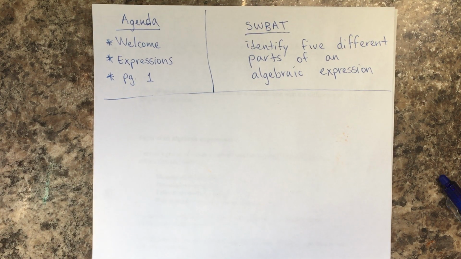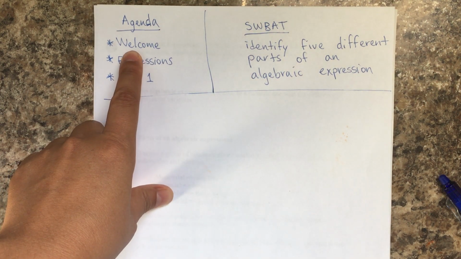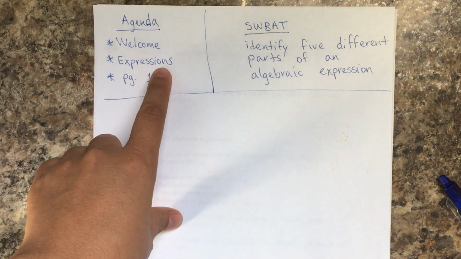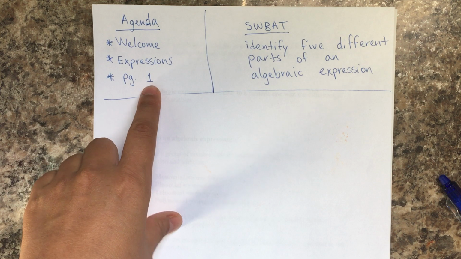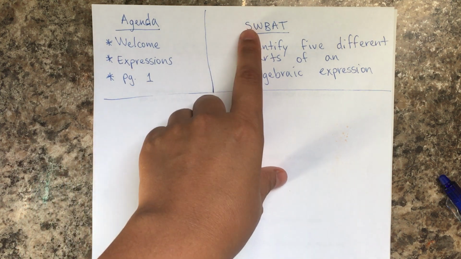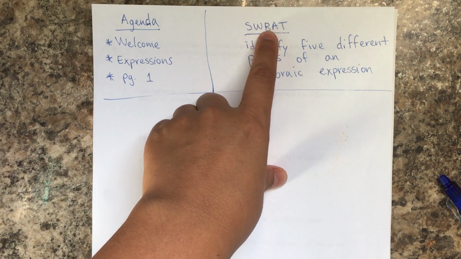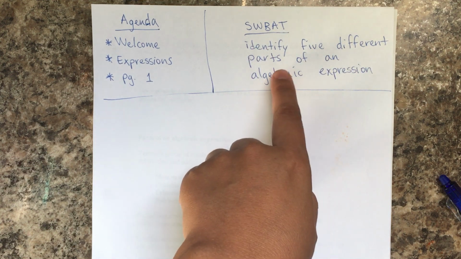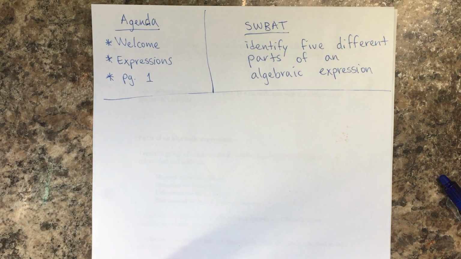Hello students, today's agenda is welcome to Module K. We're going to be learning about expressions and you will be able to work on page 1. Today, students will be able to identify 5 different parts of an algebraic expression.